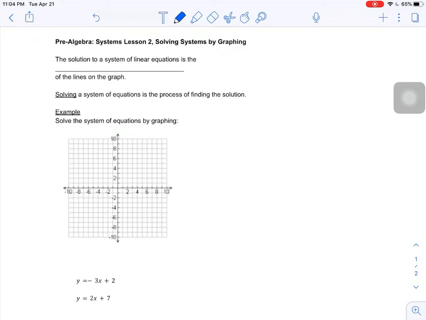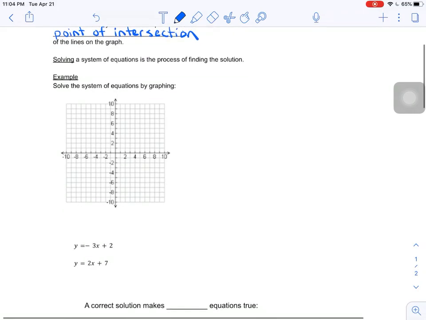So if you graph them both, you look and see where they cross, and that is your solution. So the solution to the system of linear equations is the point of intersection of the lines. In other words, it's where the lines cross each other. If somebody says solve a system of equations, what they're really saying is find where the lines intersect. So solving a system of equations is the process of finding the solution, which is where the lines cross. So this is an example of that.